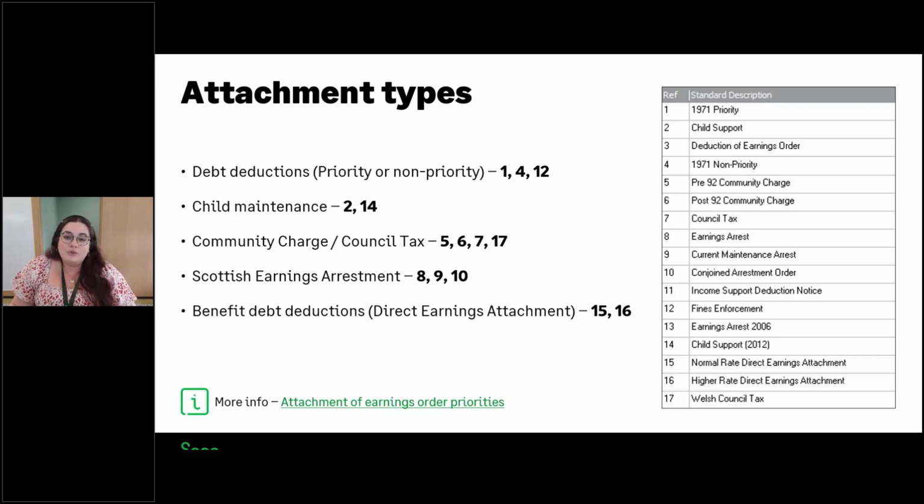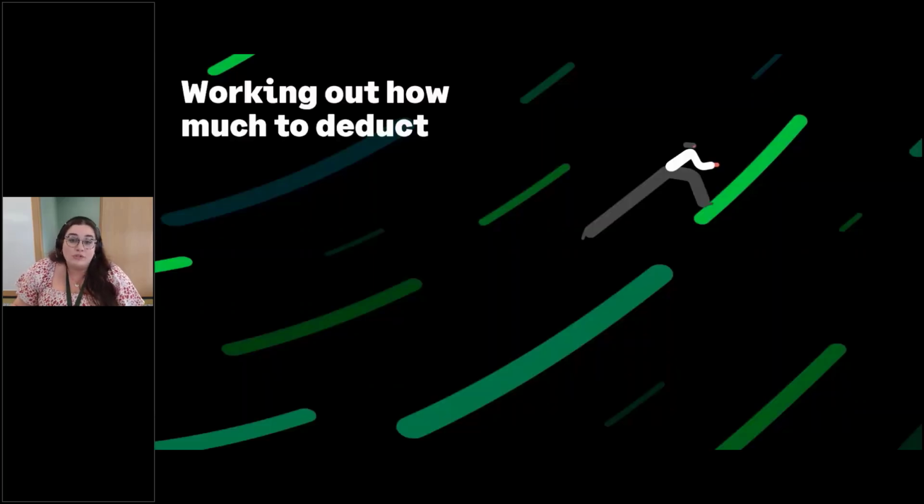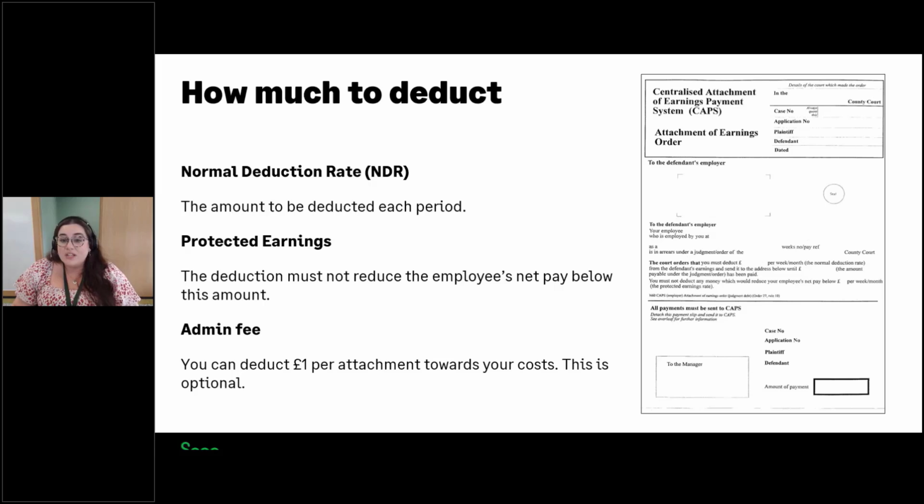So moving on to working out how much to deduct for an attachment. You have got those different types of attachments. There are 2 ways that the attachment type would be deducted. The first way would be that the order has something called a normal deduction rate, so a specific amount that needs to be deducted each period.